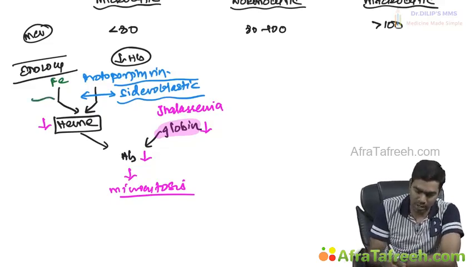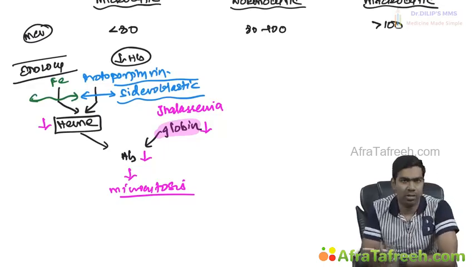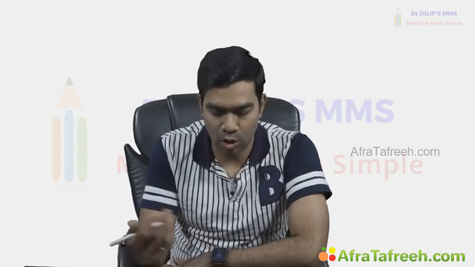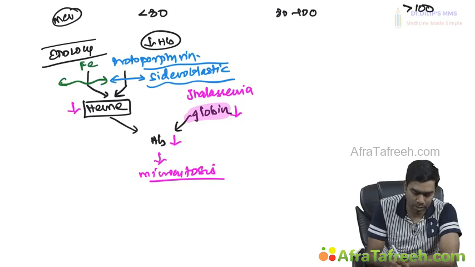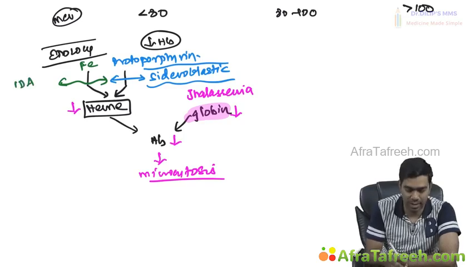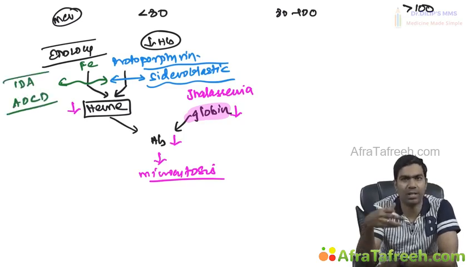Similarly, if you have a blockade in the iron utilization or iron supply, then you might get poor heme production, and you might get a microcytic RBC because of low hemoglobin in the cytosol. So what are the conditions where you have a poor iron supply or poor iron utilization? Two things, very simple. One is iron deficiency anemia and the second one is anemia of chronic disease. Iron deficiency anemia, it's the deficiency of the iron, that's the reason for the poor supply of the iron.